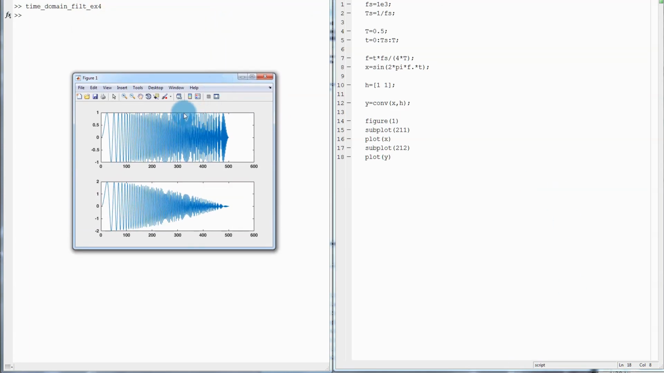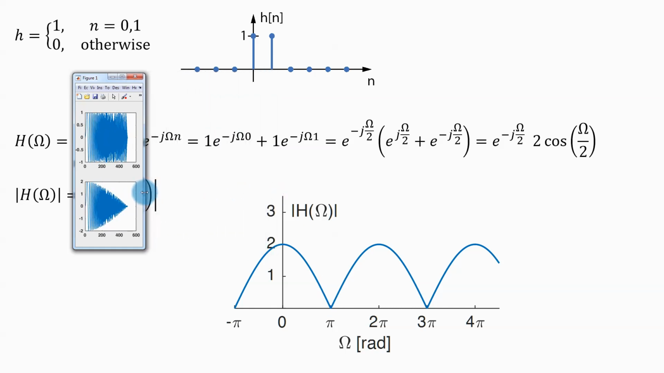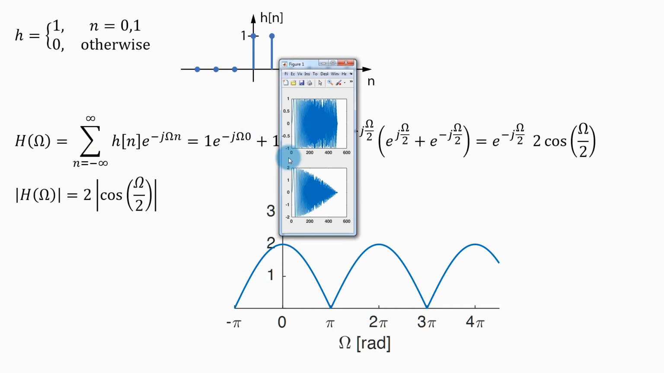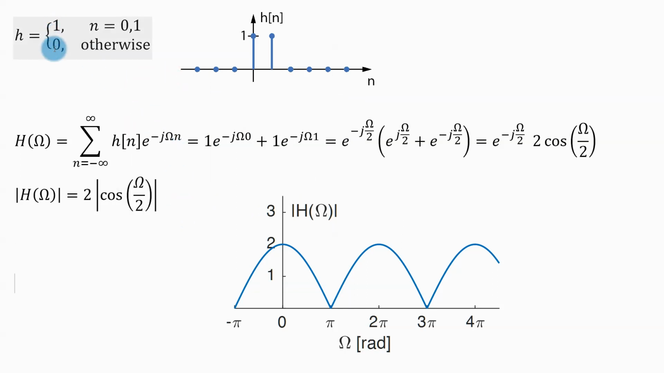And this is the result. This is the original signal, and this is the filtered signal. And you can see that the high frequencies are being suppressed. And you can even see that the shape of this envelope corresponds to the shape of the frequency response that we computed. I can scale it like this so that you can see it better. So this impulse response actually does implement a very rudimentary low-pass filter.